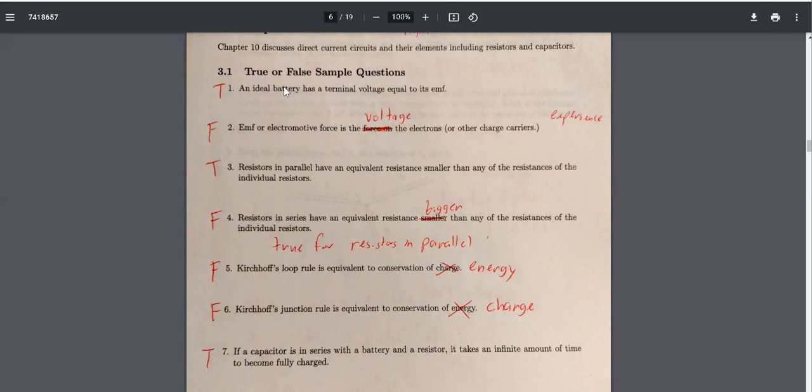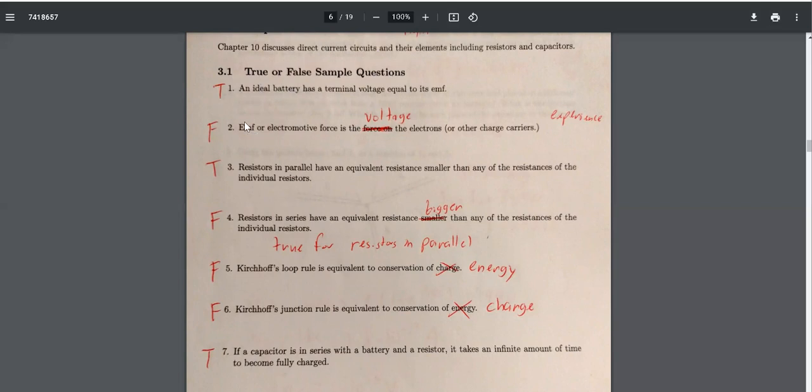And the reason why is because a non-ideal battery has some inherent amount of resistance in it. There's something that opposes electricity flowing in it. Now, the vast majority of the time, we just assume that they're ideal. I won't ask you an actual math question about a non-ideal battery. I just need you to know that.